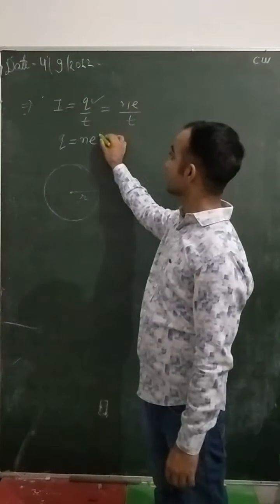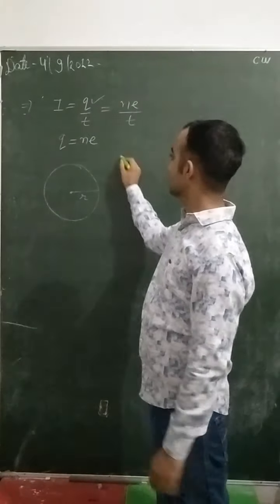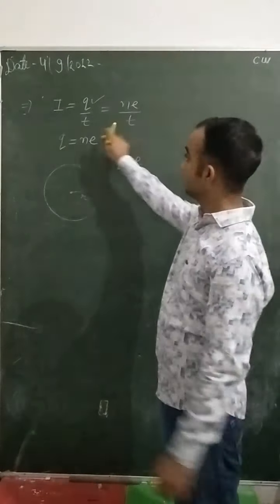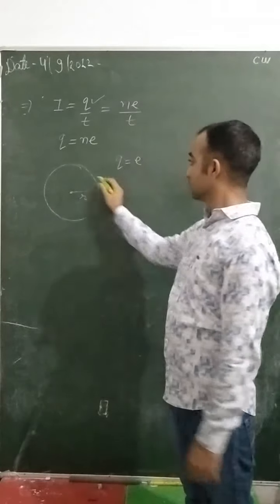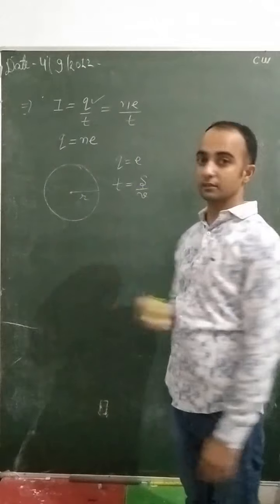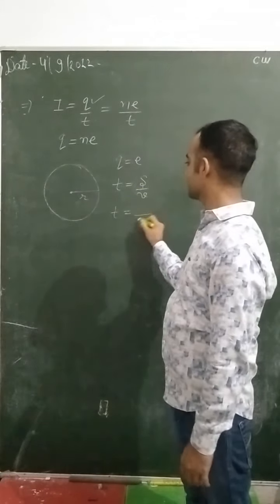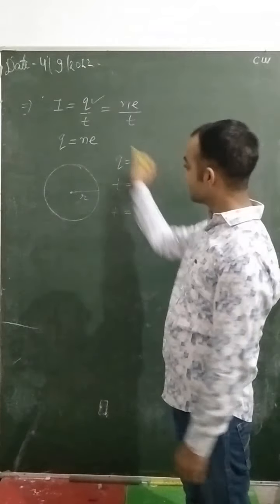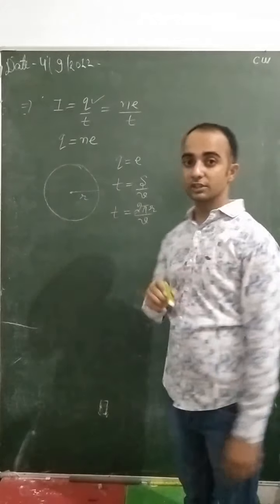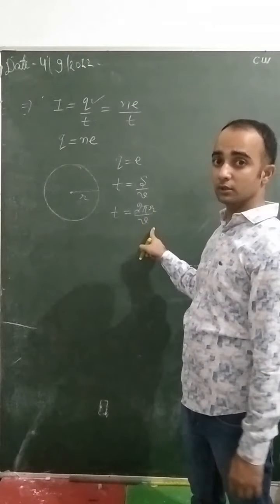According to quantization of charge, Q equals N into E. For a single electron we can write Q equals E. We got the value of Q. Now we have to find the value of T. Time equals distance upon speed. Let the electron move with speed v, and the distance covered in one round, if the radius is r, is 2 pi r. So distance is 2 pi r and speed is v. So time will be 2 pi r upon v.